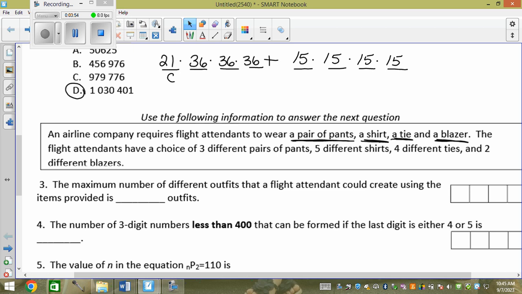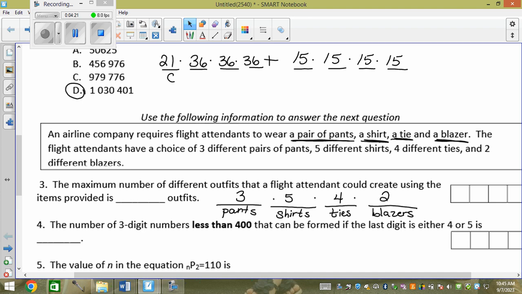Okay. So I'm picking 1 pair of pants. How many options for pants? 12. And then shirts. How many? 5. Ties? 4. And blazers. 2.